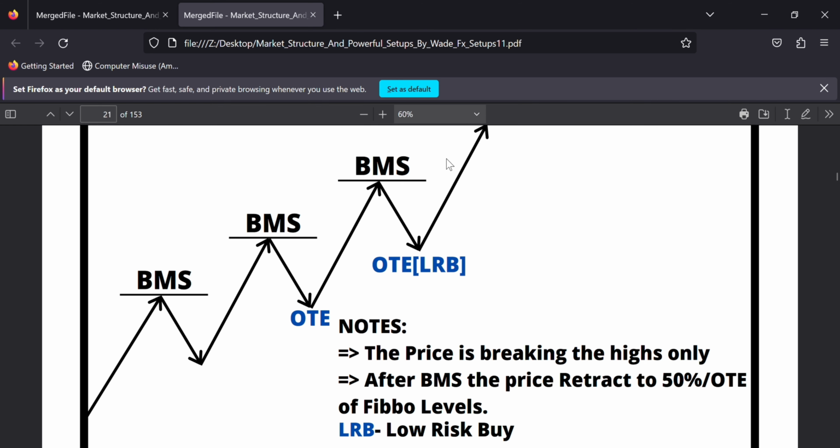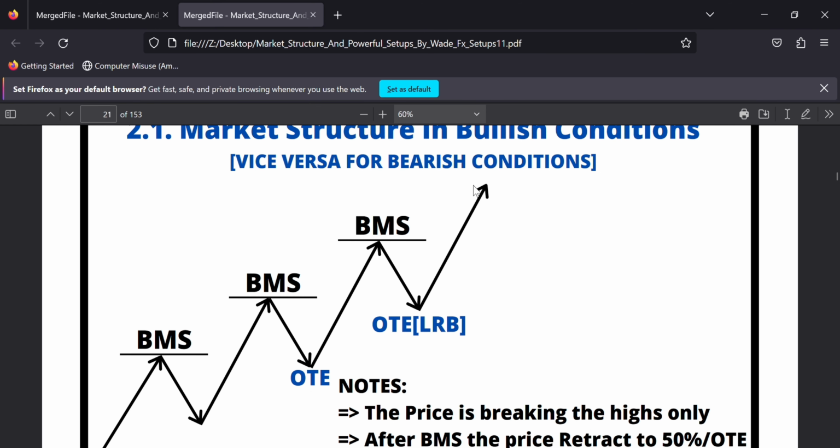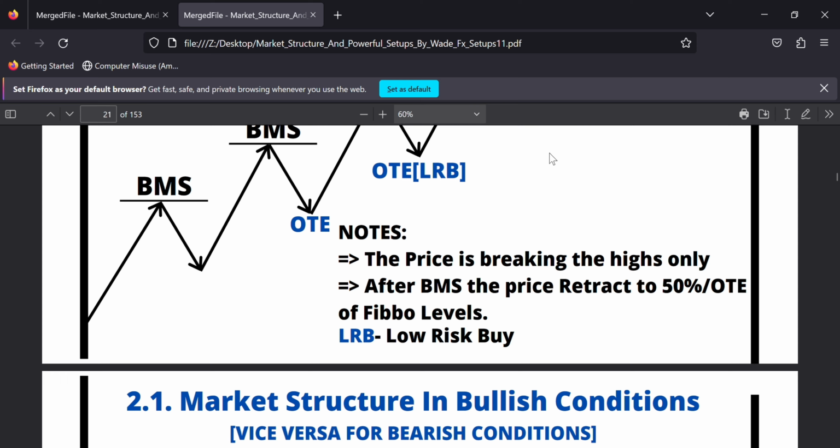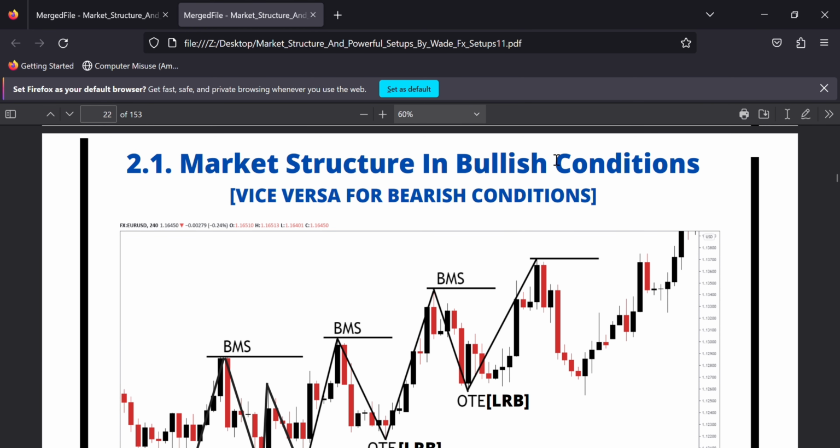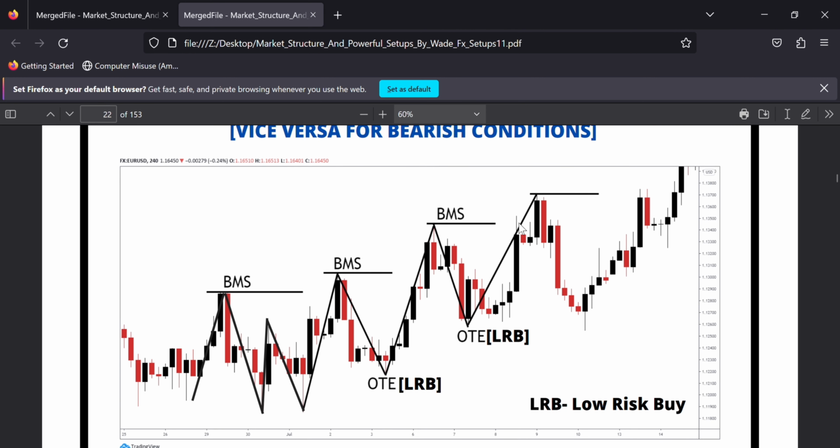BMS, yeah. So when the market continues breaking structure here at the top, you can wait for it to retrace 50% of the OTE levels of the Fibonacci, then you enter another buy at the top so the market can make another movement at the top while you are in profit. Okay, so this is another chart representing the same thing: market structure in bullish conditions, vice versa for the bearish conditions.